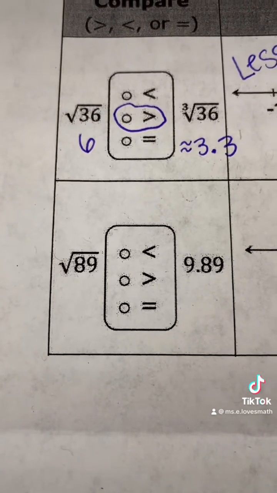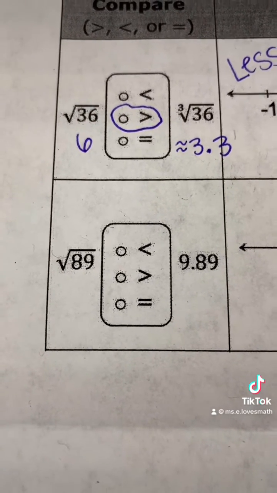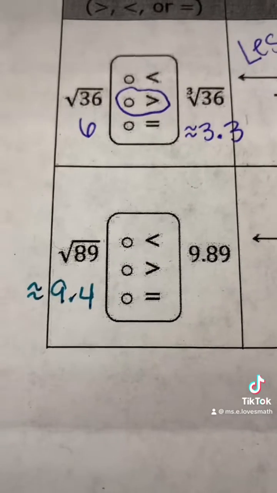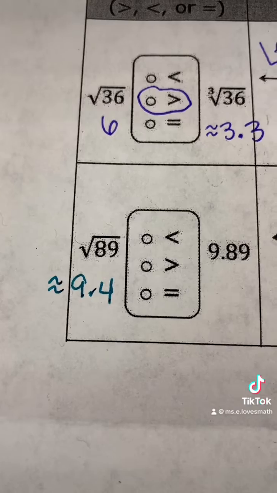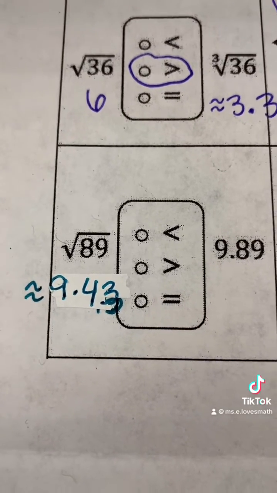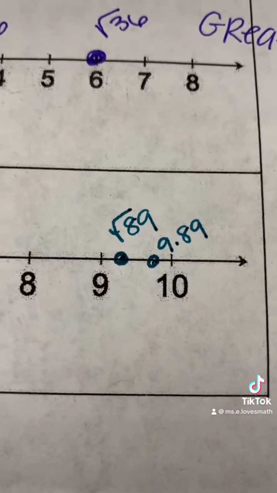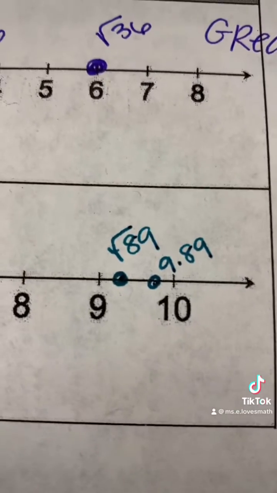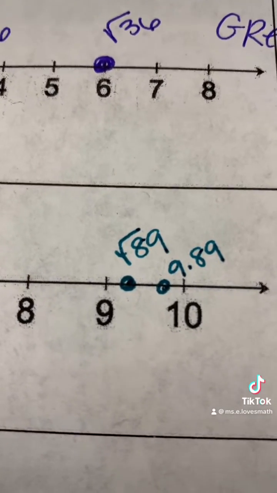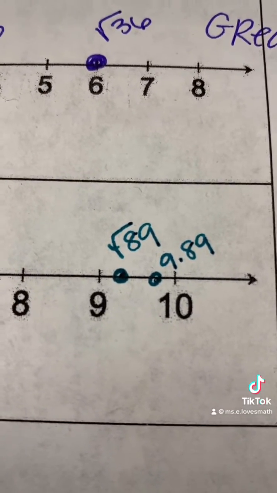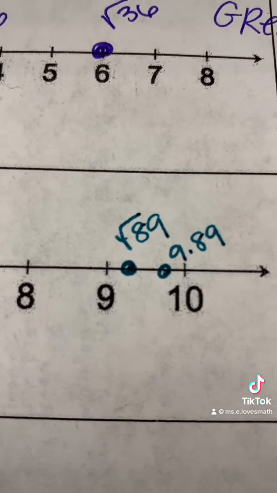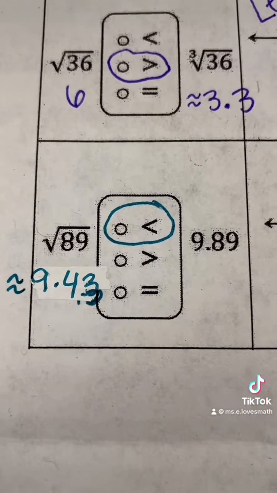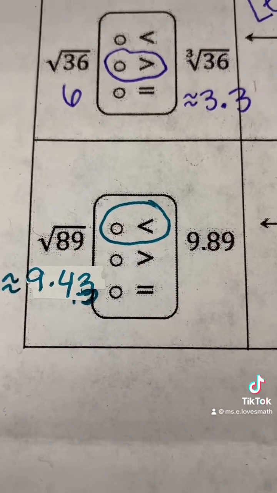Next, let's compare the square root of 89 and the decimal 9.89. The square root of 89 is approximately 9.4, or 9.43. These two numbers are very close to each other on the number line. However, you can see the square root of 89 is a little bit to the left, making the square root of 89 less than the decimal 9.89. So to compare these two numbers, we use the less than symbol.